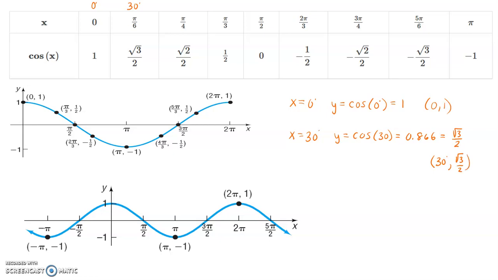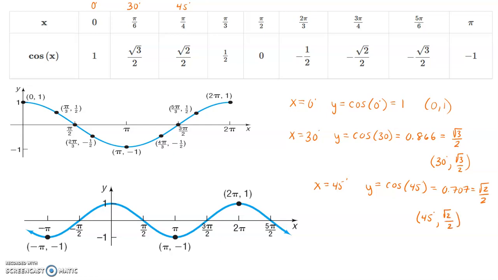Let's do one more. We've got an x value of 45 degrees, which would be the same thing as pi over 4. And if we plug that into our function, we have cosine of 45 degrees. Remember, that's going to give us that 0.707 number, which is the same thing as radical 2 over 2. So as a point on our graph, we have 45 degrees and radical 2 over 2.